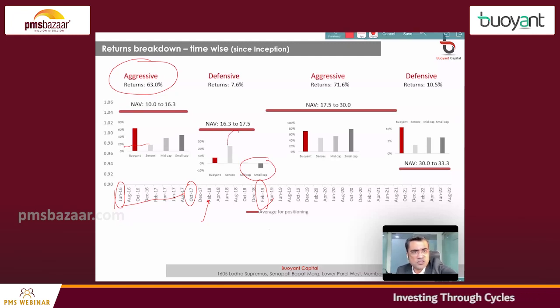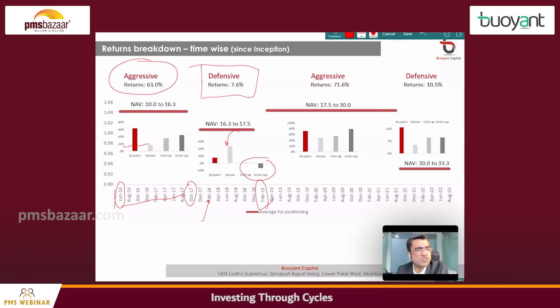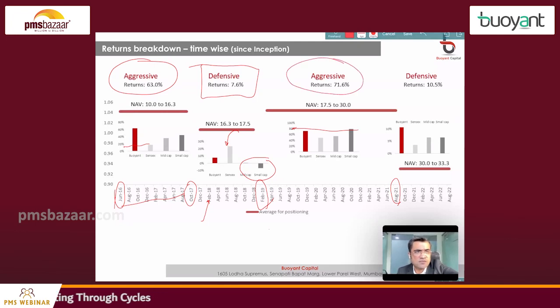The Sensex was driven up by five large names. Those five accounted for more than 100% of index return. But our idea was to protect the capital, which we did. Then Feb 19, we became aggressive again, ran it like that till August 2021. The fund did almost in line with best in class. We basically generated 72% return.